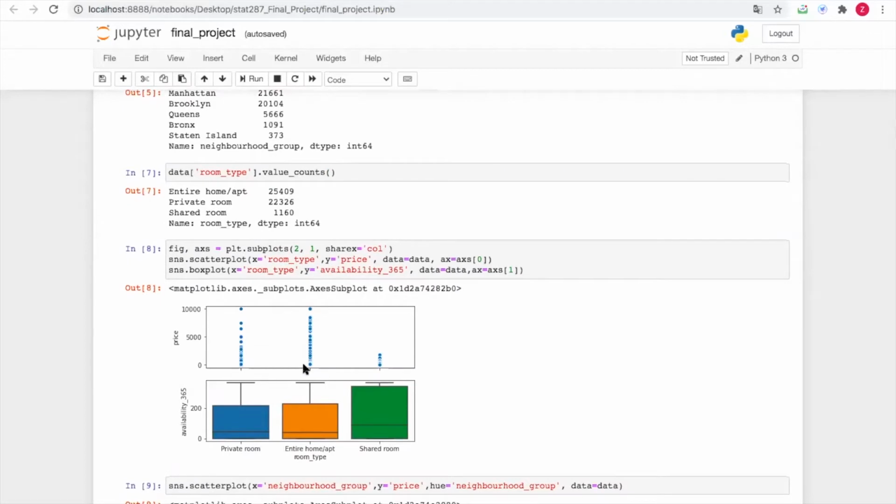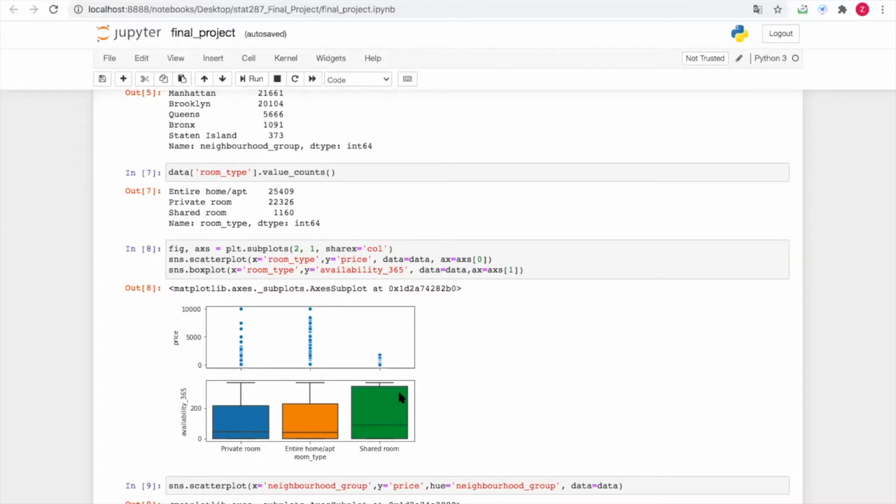We make the scatter plot of price and room type. Actually, we thought about using a box plot of these 2 variables, but since the price range is too large, the box plot is not very good. So we use a scatter plot. We could see that shared room has the lowest price.